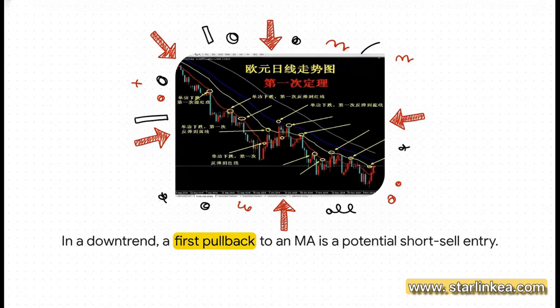And this chart shows it in action beautifully. You don't even need to read the text, just look at the arrows. You can see this powerful downtrend, right? And the arrows are pointing to the exact moments the price rallies back, kisses one of the moving averages, and then continues to fall. Each one of those touches was a textbook entry point to sell short.